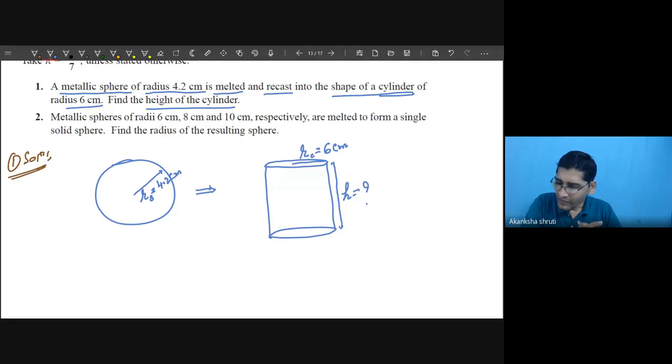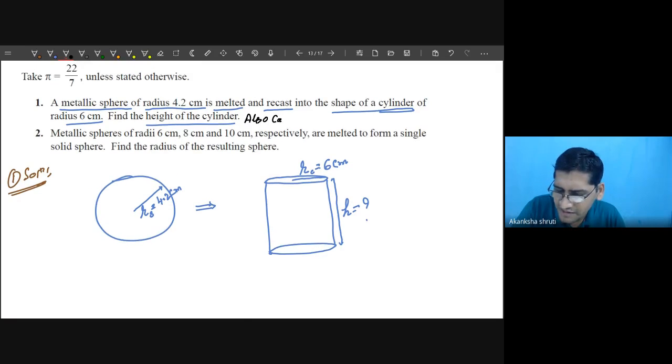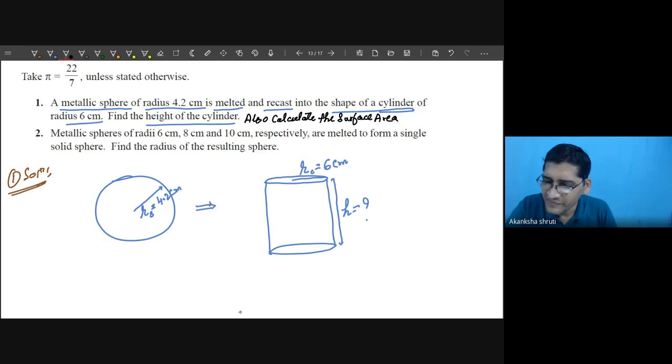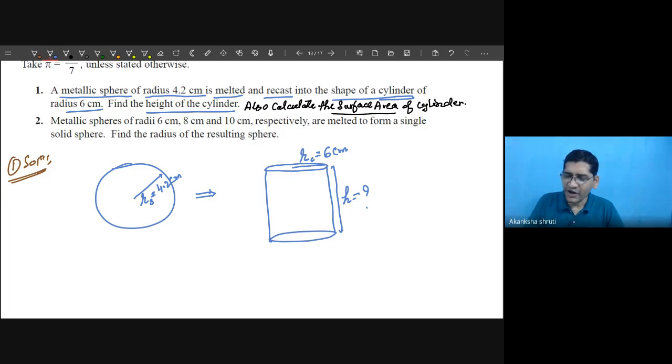It may be asked, what is the surface area of this cylinder? It may be asked. So add it here. Also calculate the surface area. Surface area, by default, means TSA of the cylinder. Okay, so this is the additional thing that we will calculate. So very first, even for calculating the surface area of any cylinder, we need both radius as well as height. So even if height calculation is not asked directly, if the surface area is asked, you still need to calculate the height. So this is the case of transformation or conversion.